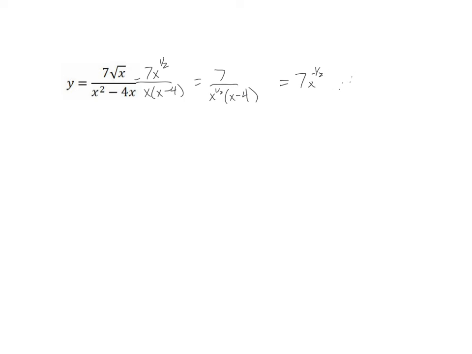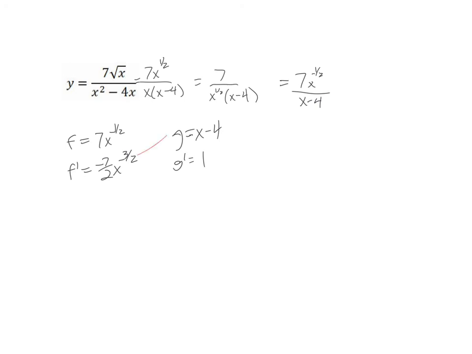Let's change it back to just 7x to the negative half on the top, but let's leave it as x minus 4 on the bottom. And that should work well as a quotient rule. So let's try it. We call f 7x to the negative half. That derivative would be negative 7 halves x to the negative 3 halves. And our bottom is x minus 4. That derivative is just 1. So that works nice.